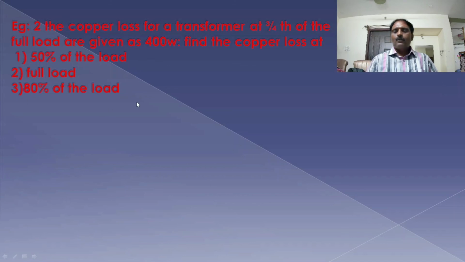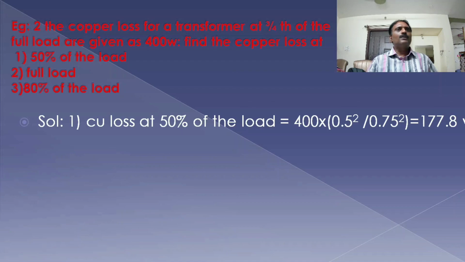Okay, now let us apply our logic here. The first one is copper loss at 50% of the load. The actual copper loss at which we are given is 400 watts multiplied by, in the denominator, the load at which we are given, so 0.75. Denominator it will be 0.75 square, and the numerator the load at which we have to find out, that is 50%, 0.5 square by 0.75 square, which is going to give us 177.8 watts.